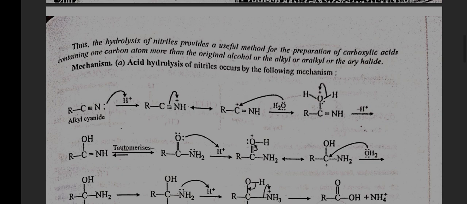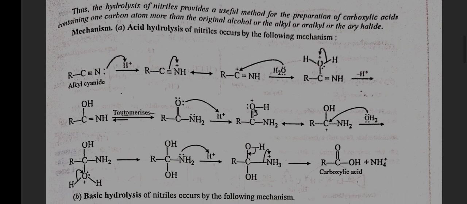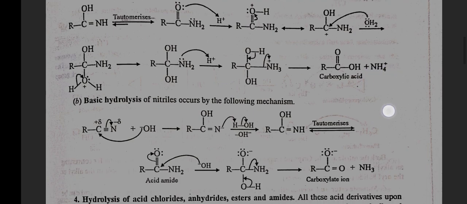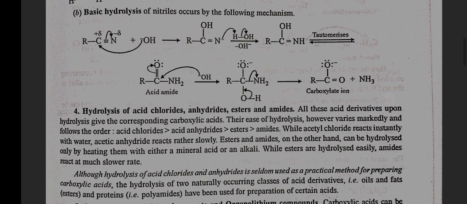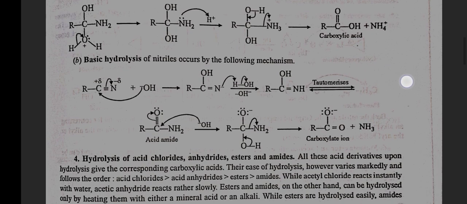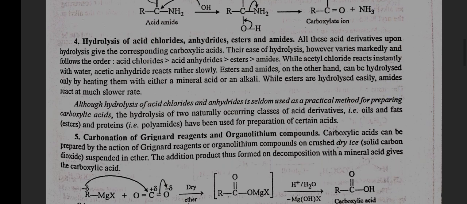Mechanism. First, acid hydrolysis of nitriles occurs by the following mechanism. Second, basic hydrolysis of nitriles, and at last we get the carboxylate ion. Fourth is hydrolysis of acid chlorides, anhydrides, esters, and amides. All these acid derivatives upon hydrolysis give the corresponding carboxylic acids.